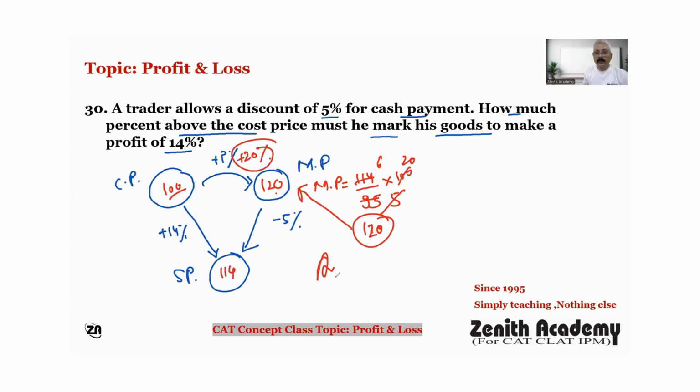So the answer is plus 20%. He marks his goods to make a 14% profit. So how much percent of the cost price? Answer is 20% above. So this is a very handy approach. If you get familiar with this approach, then you can do questions quicker.